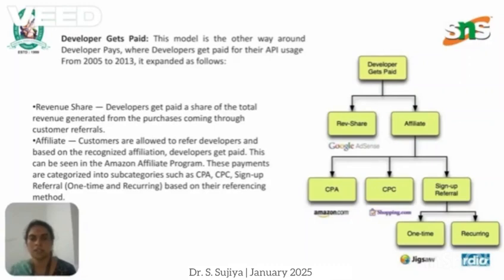Here, in revenue share, developers get paid a share of the total revenue generated from purchases coming through the customer's referral. In affiliate, customers are allowed to refer developers, and based on their recognized affiliations, developers get paid. This can be seen in the Amazon affiliate program, and these payments are categorized into subcategories such as CPA, CPC, sign up referral, one time, and recruiting, based on their referencing methods. So this is the flow of the developer get paid model.